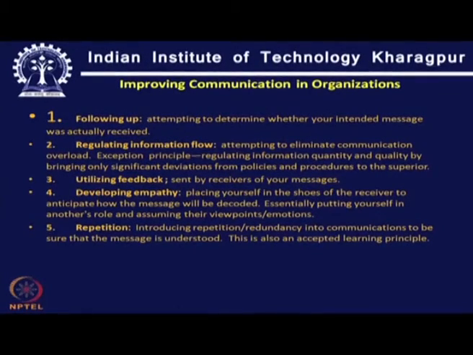First is of course following up, attempting to determine whether the intended message was received in the way it was intended. Regulating information flow is one of the important issues about the things that we have just discussed. We have to know how to eliminate communication overload, by the quantity and the quality of information that you may need to reject and not look into, and utilizing feedback in a proper way is one of the important things.